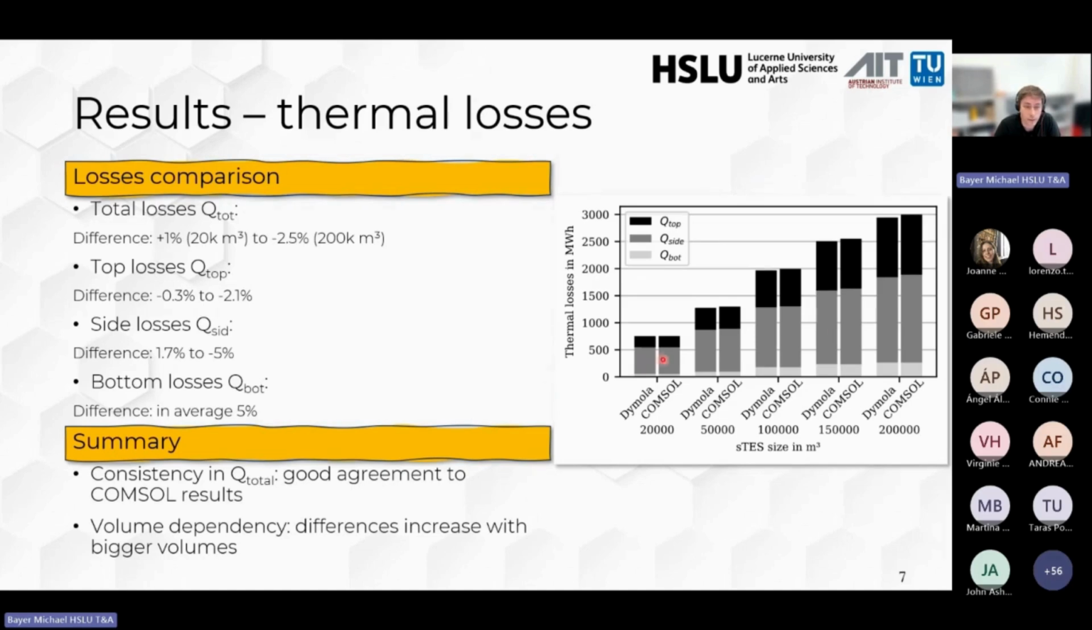As you can see in this chart, the side losses play a dominant role, especially as the size decreases. For large tanks, the side losses are roughly 50% of the total losses, and for smaller tanks, those increase to up to 66% due to the higher surface to volume ratio. Bottom losses are the smallest contribution overall, ranging between 7 and 9% of the total losses. Even though we have slight disagreements, the overall alignment between the Modelica model and the COMSOL results stays in an acceptable range, somewhere between 1% and minus 2.5%.